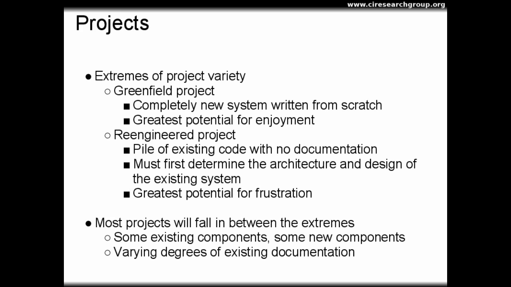At the opposite extreme, we have a re-engineering project, or a project that needs to be re-engineered. This type of project begins with a pile of existing code that lacks any type of documentation whatsoever. The design of the system, the architecture of the system is an unknown. And in fact, it's necessary to perform code analysis to determine how the application was designed and how it was architected. This type of project has the greatest potential for frustration, since many older programming paradigms did not emphasize making code that was easy to untangle.